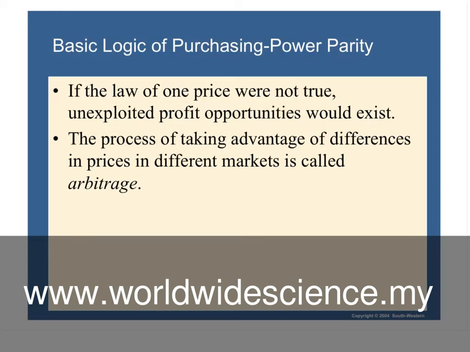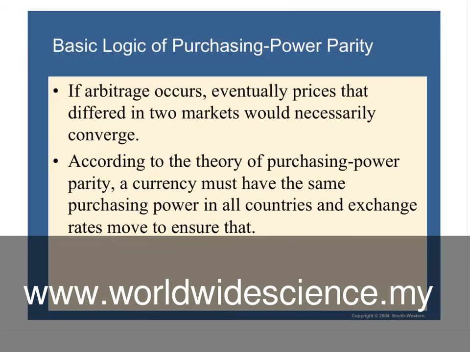If arbitrage happens, eventually prices that differed in two markets would necessarily converge. So according to the theory of purchasing power parity, a currency must have the same purchasing power in all countries, and exchange rates move to ensure that. Let's say the US dollar doesn't buy the same amount of product in a different country. The exchange rate should change in a way that adjusts that difference, so it balances. It doesn't stay the way it is.